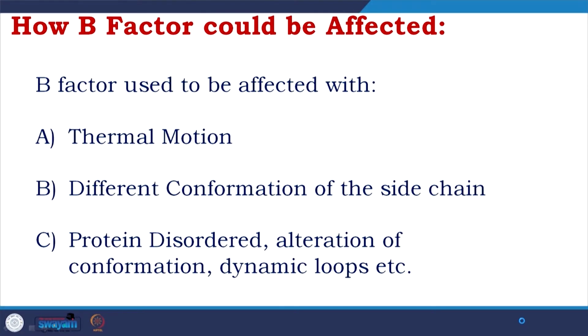Protein disordered, where the protein is not getting a very ordered structure like helix or beta sheet; it generally has loops, which are also flexible. Alteration of conformation, where there is a change in conformation, and as I said, dynamic loops.